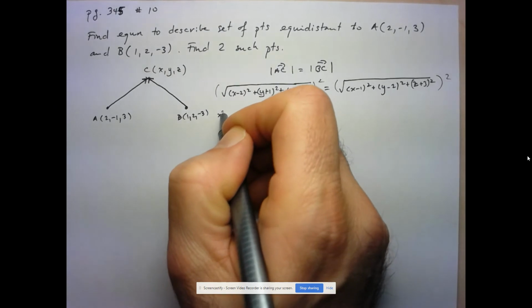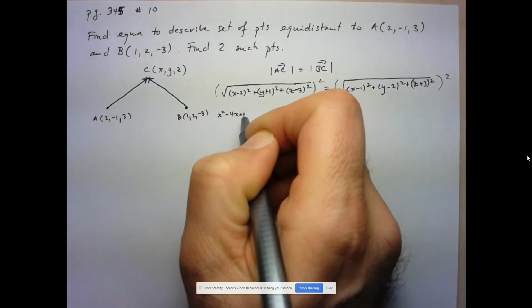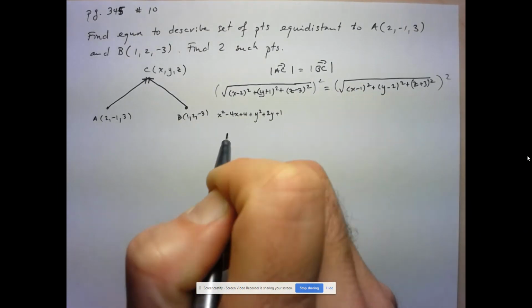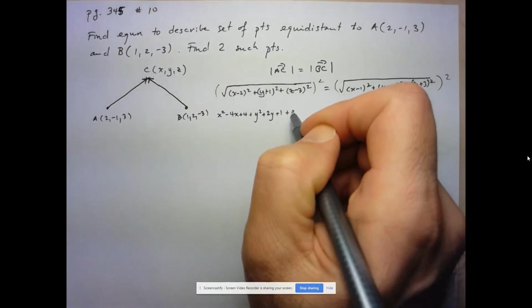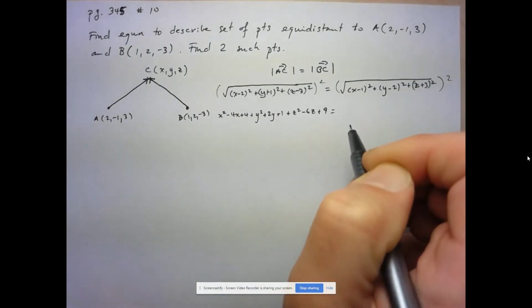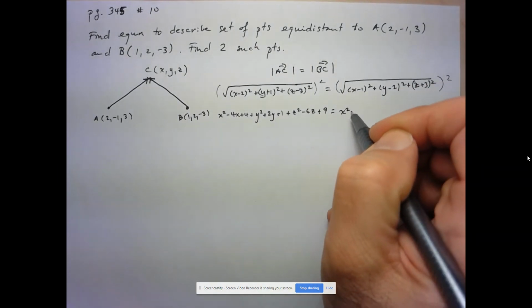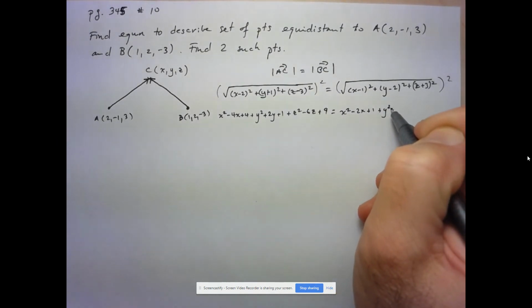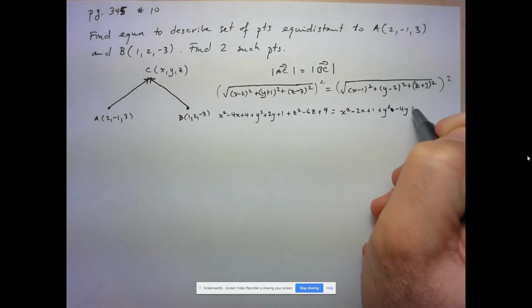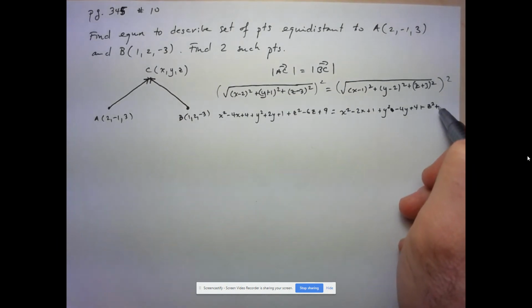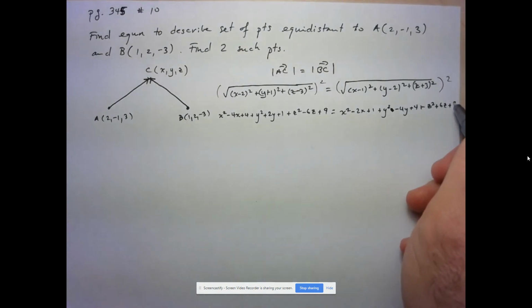So here we have x squared minus 4x plus 4 plus y squared plus 2y plus 1 plus z squared minus 6z plus 9. And on the other side, x squared minus 2x plus 1 plus y squared minus 4y plus 4, and then plus z squared plus 6z plus 9.